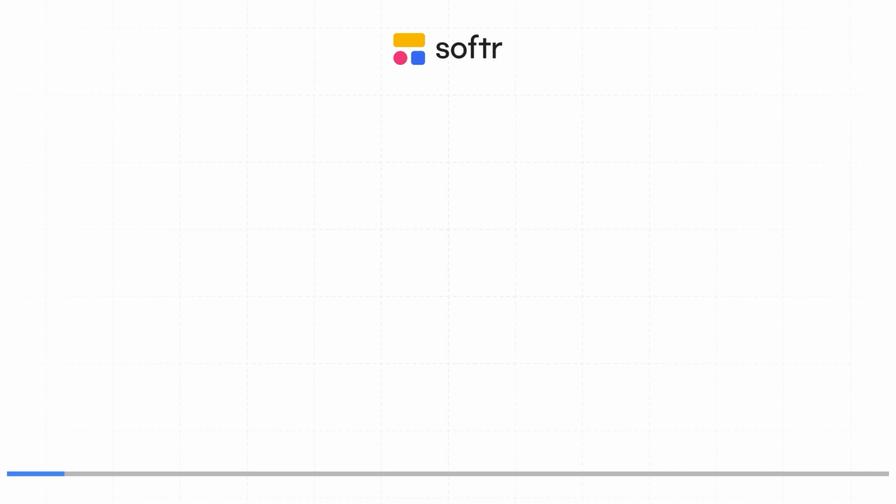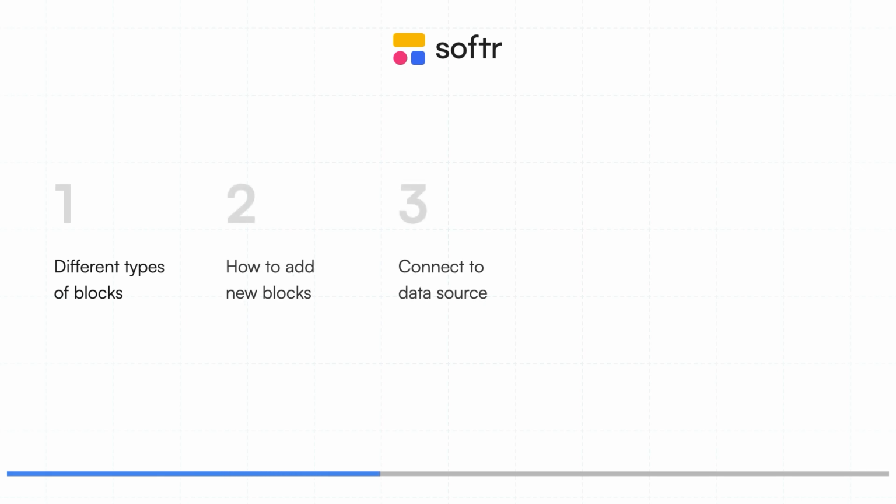In this lesson, we're diving into one of Softr's core concepts, connecting your app to your data source. By the end of this lesson, you'll understand the different types of blocks in Softr, how to add new blocks to your application, how to connect blocks to your data source, how to map data fields from your data source to display them in your application, and how to sync your user's database with Softr for testing user-specific experiences.